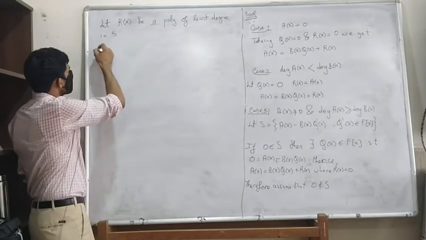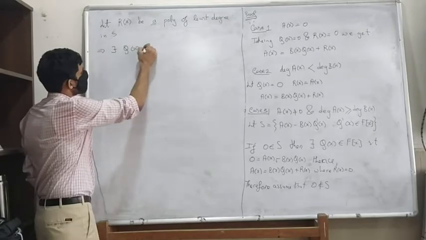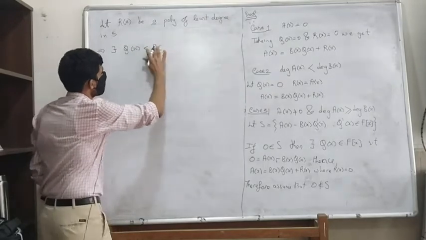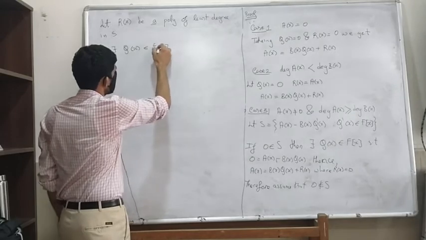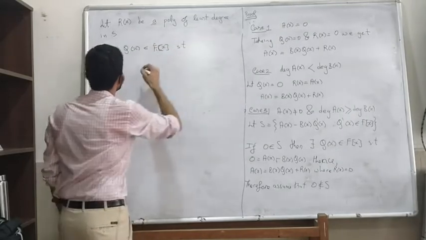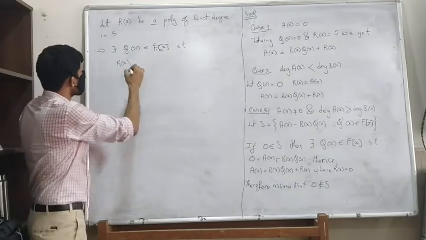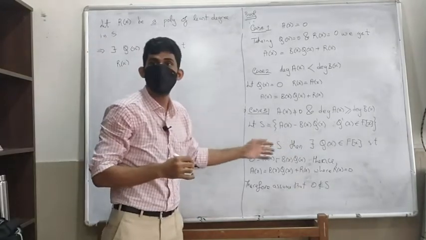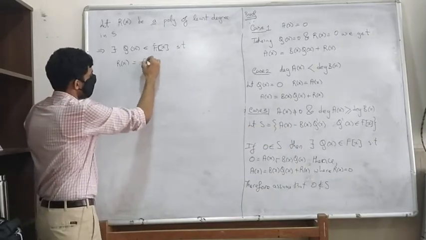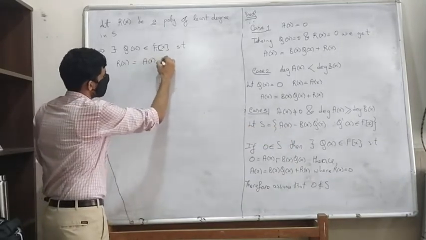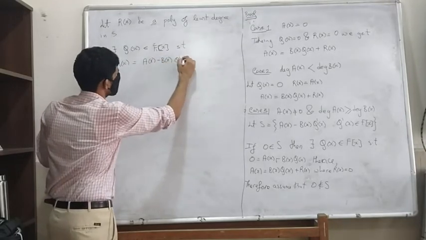So this means that you can find some q of x, such that you can write your R of x, because this is a polynomial over here. So therefore you can write it in that form. That is, you can write this as a of x minus b of x times q prime of x times q of x.